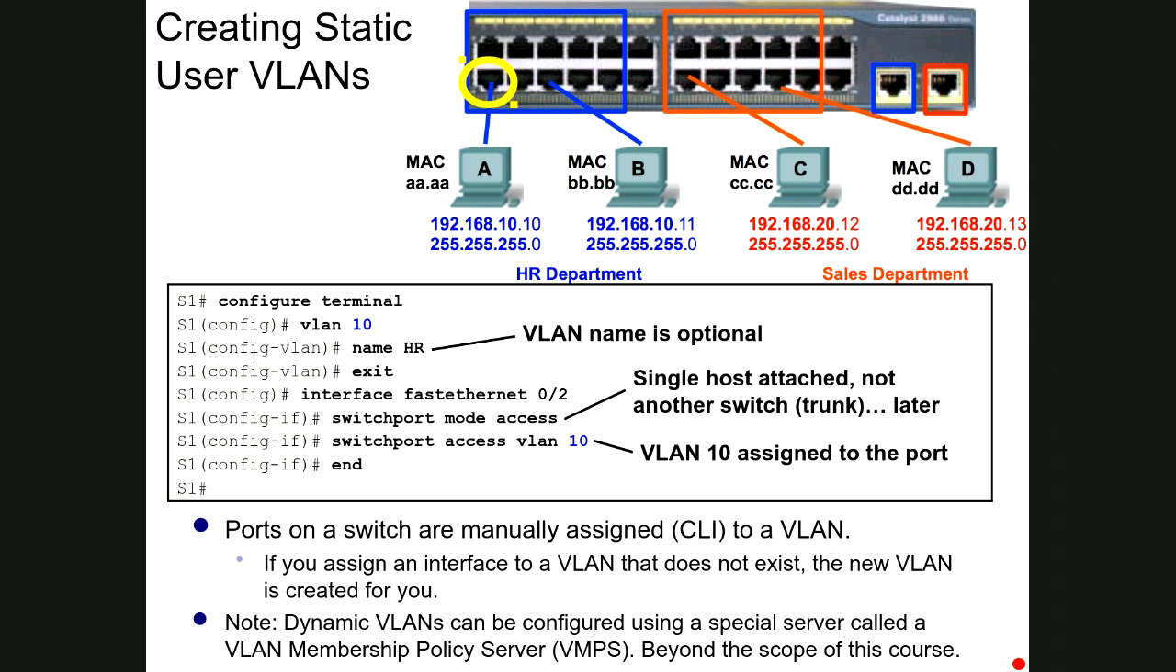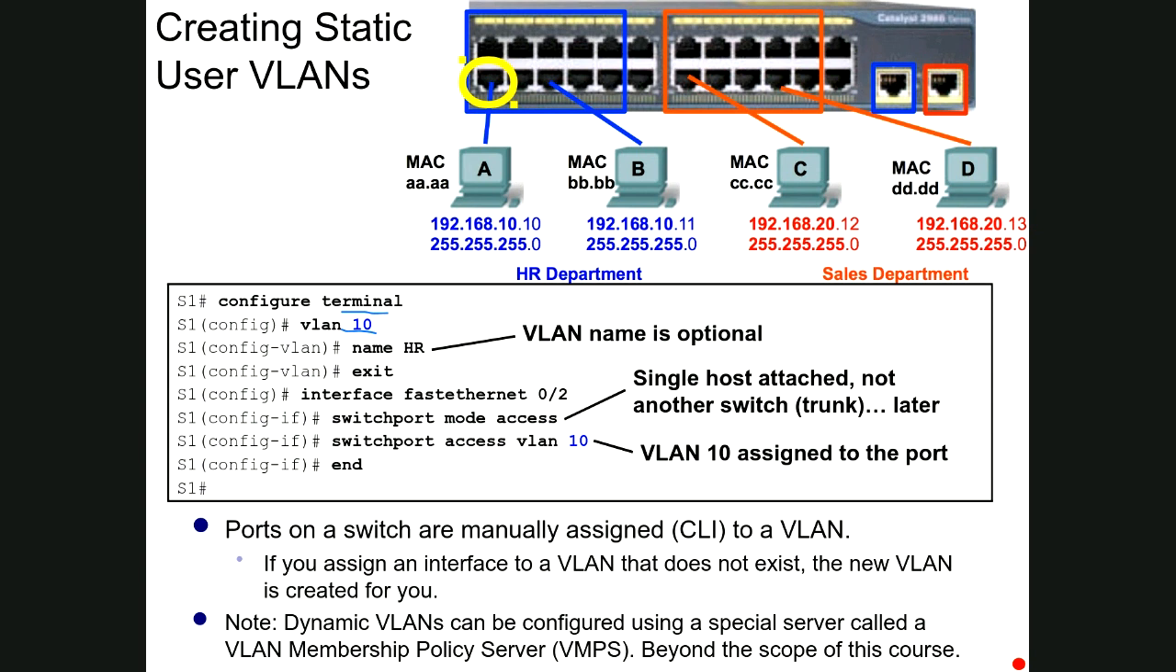So here's the code here. We go into global configuration mode. We specify VLAN 10 with the command vlan 10. The name is optional; if you don't give it a name, it'll just say it's VLAN 10. But in this case, we're giving VLAN 10 the name of HR for Human Resources. Now, that's step 1. I've created the VLAN.